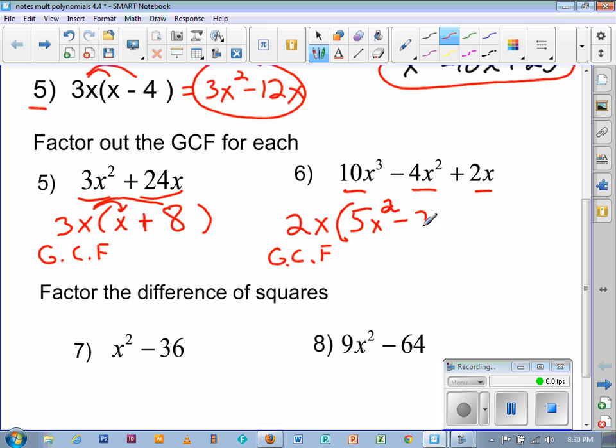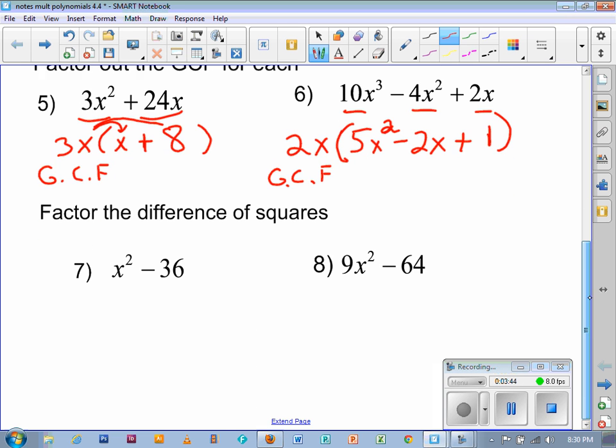Minus, I need a 2 here because -2 and +2 will give me the -4, and I need another x. And then you'll notice the last term is my GCF, so I have to place a 1 there so that I'm capable of multiplying all these back together to get the original polynomial. Again, we factored a GCF out of all 3 terms, and we were successful in that process. So that's what factoring a GCF is.